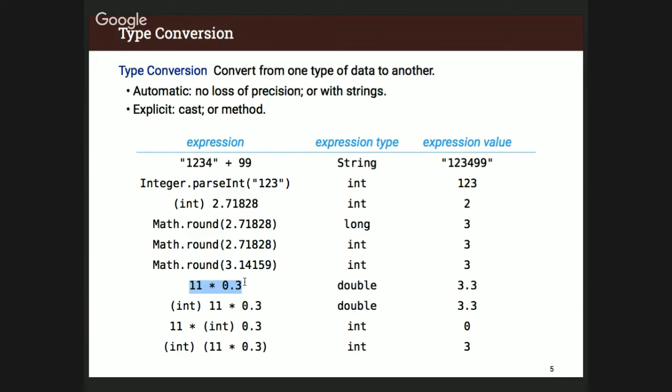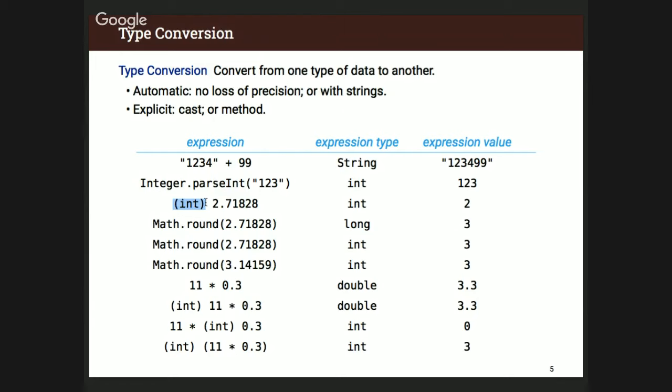I have to tell Java, now I want you to change this value from this type to another type. I have to be explicit about it. It won't happen automatically. And the way I do that is by adding, in parentheses, the new type I want.